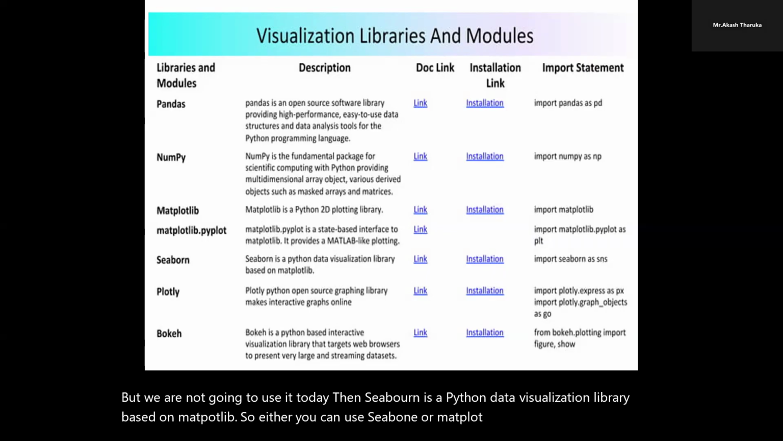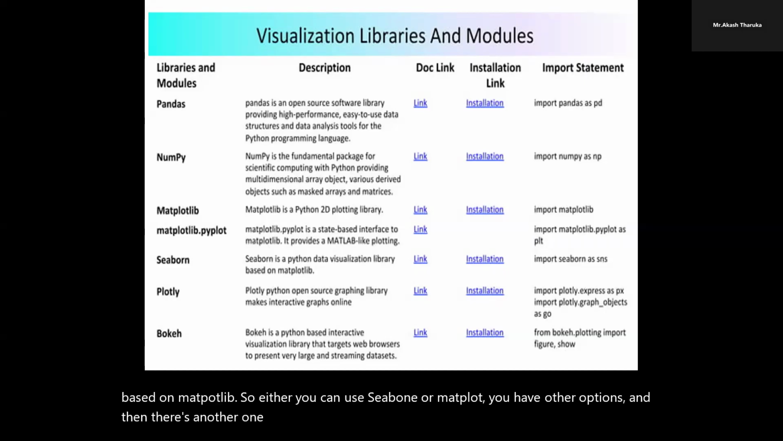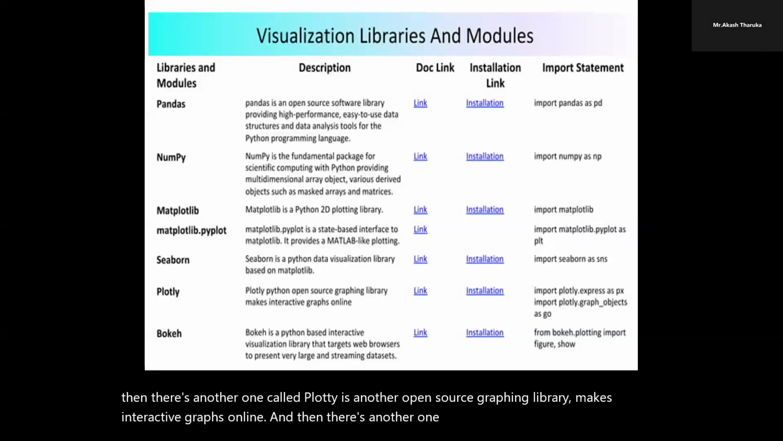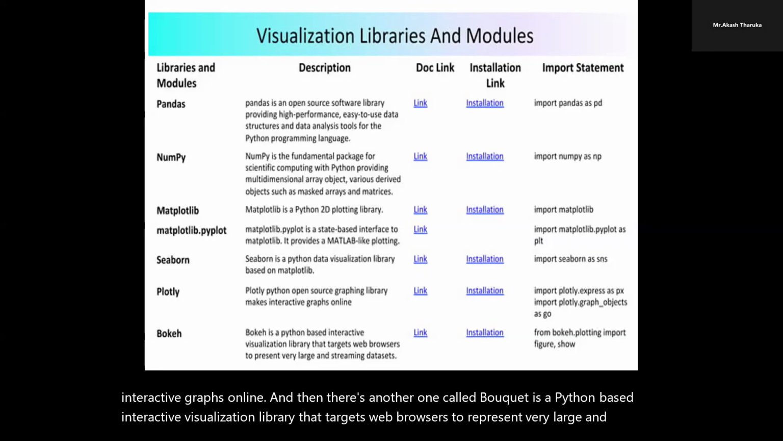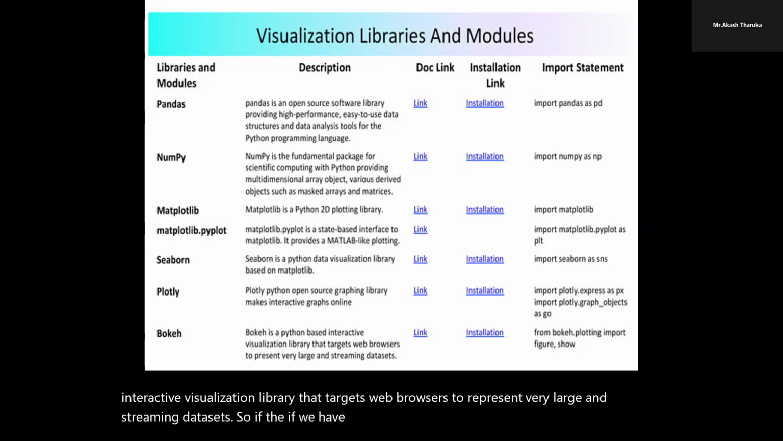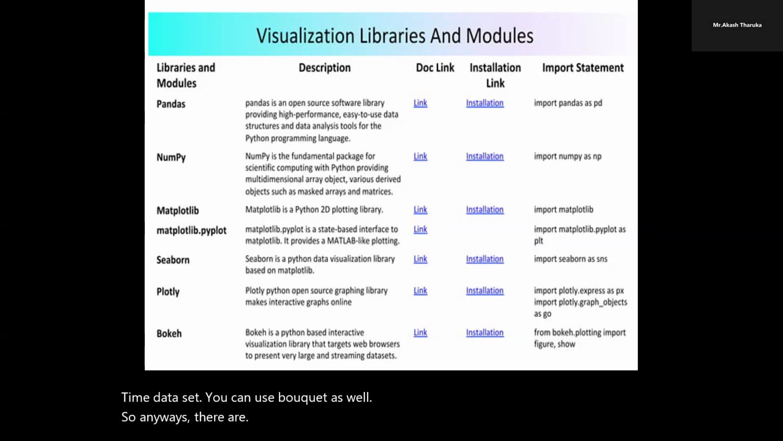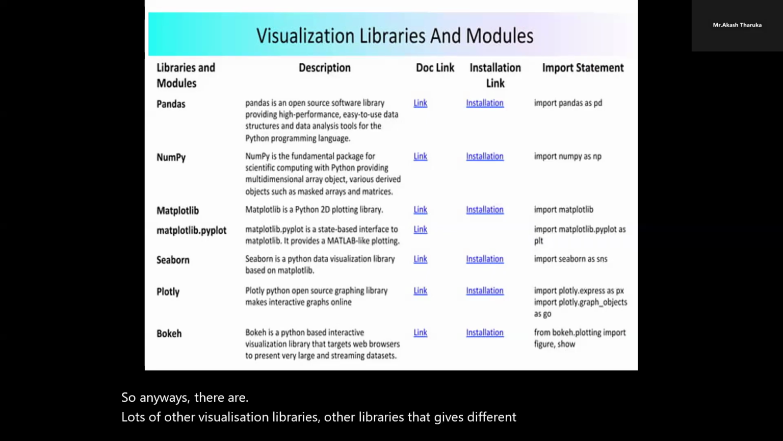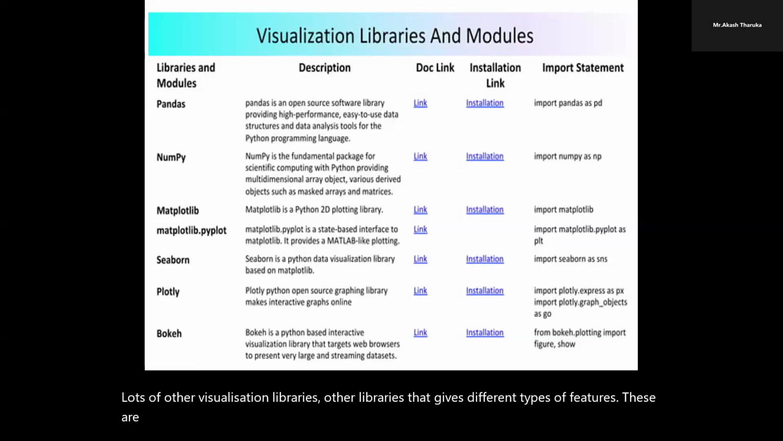You have other options. And then there's another one called Plotly, another open source graphing library that makes interactive graphs online. And then there's another one called Bokeh, a Python-based interactive visualization library that targets web browsers to represent very large and streaming datasets. So if we have a real-time dataset, you can use Bokeh as well. Anyways, there are lots of other visualization libraries that give different types of features. These are a few that you can use.